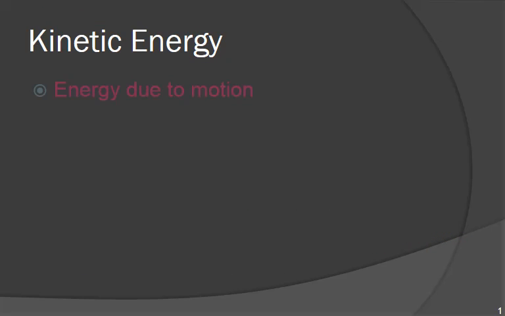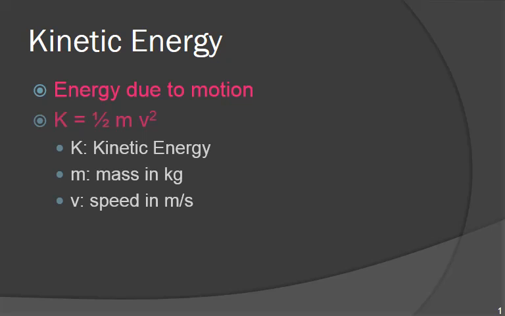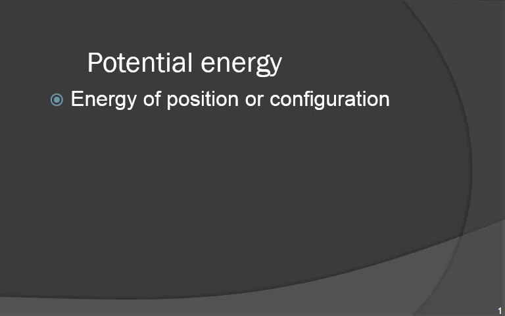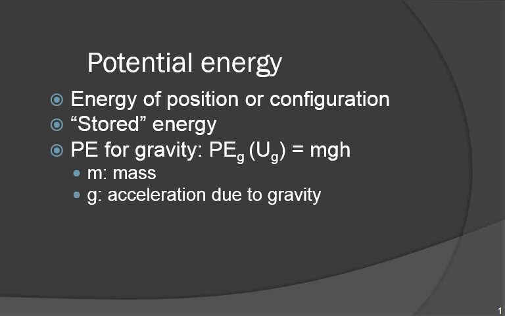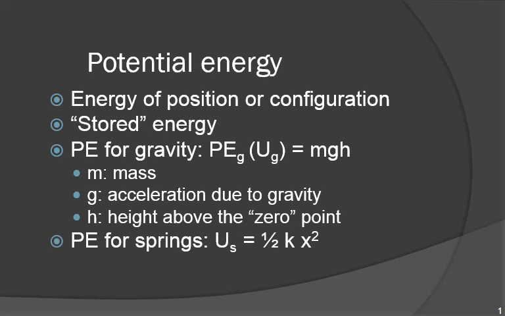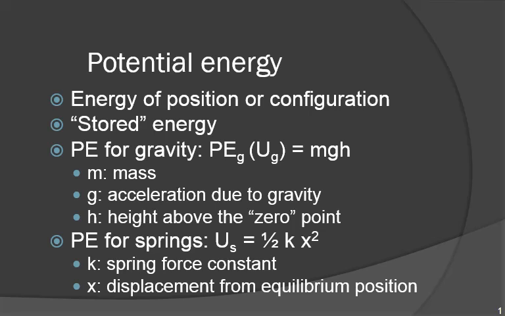Remember kinetic energy, right? Energy due to motion, 1/2 mv squared. We get our energy in joules. There's no direction with kinetic energy. It's a scalar. For potential energy, gravitational potential energy is mgh. For mass, it's in kilograms, acceleration in meters per second squared, and then height is in meters. For springs, it's 1/2 kx squared, where k is the spring constant, and x is the displacement from equilibrium in meters.